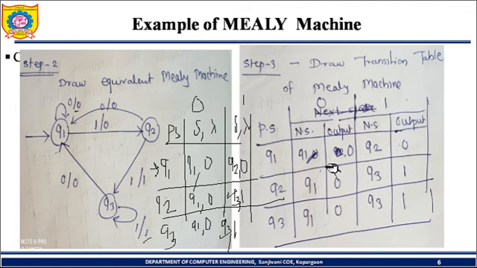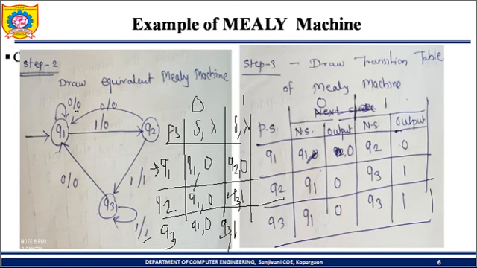So that I have shown here in the transition table. Q1 after receiving 0 will be in Q1, output is 0. Q1 after receiving 1 will be in Q2, output is 0. Like this the transition table is drawn. In this way we can convert the given Mealy machine to its equivalent Mealy machine.